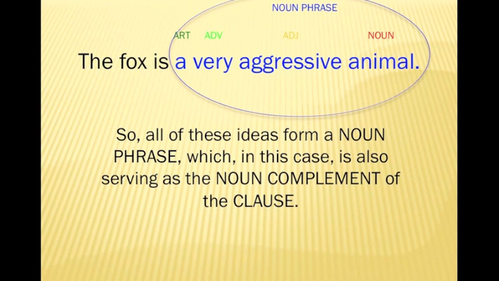So all of these ideas will form a noun phrase. In this case, it's serving as the noun complement. So even though we have an adjective, we're not saying the fox is very aggressive. We're saying it's a very aggressive animal. So in this case, this would be considered a noun complement.